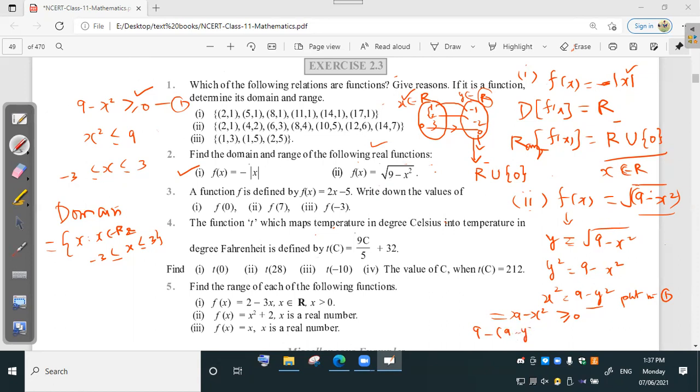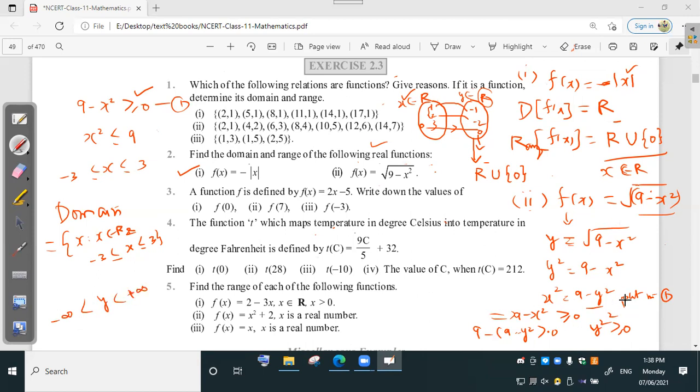So we can put 9 minus y square is greater than or equal to 0, and minus 9 will cancel. We get y square is greater than or equal to 0. That means y will be lying between minus infinity to plus infinity.